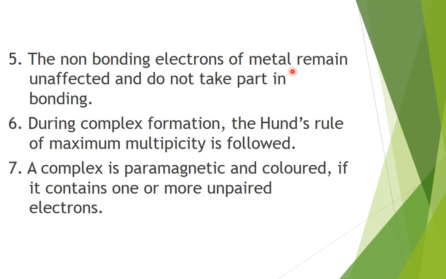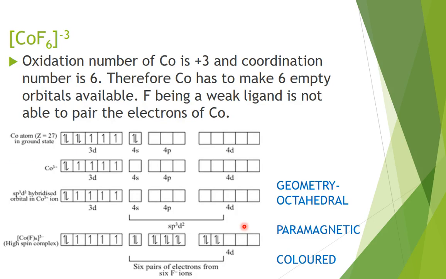Non-bonding electrons of the metal remain unaffected and do not take part in bonding. During complex formation, Hund's rule of maximum multiplicity is followed. A complex is paramagnetic and colored if it contains one or more unpaired electrons. The more the number of unpaired electrons, the more will be the paramagnetism. Let us take examples now.